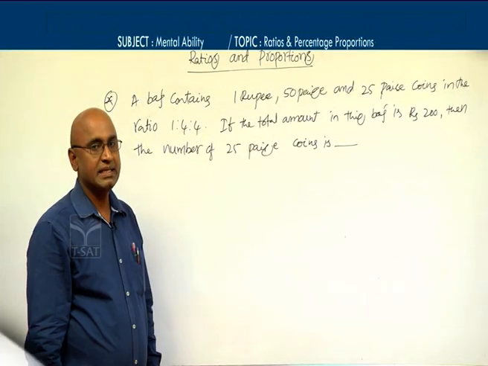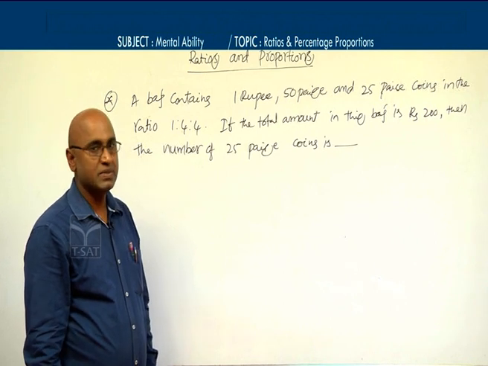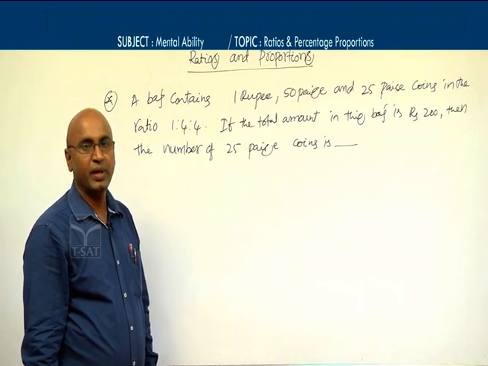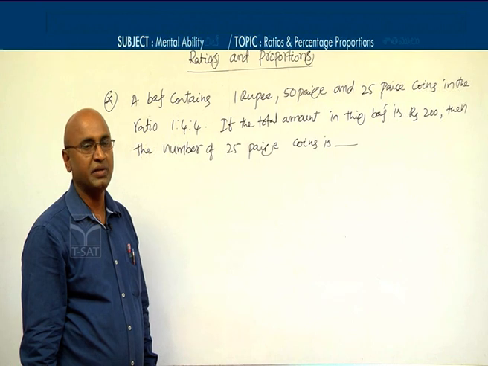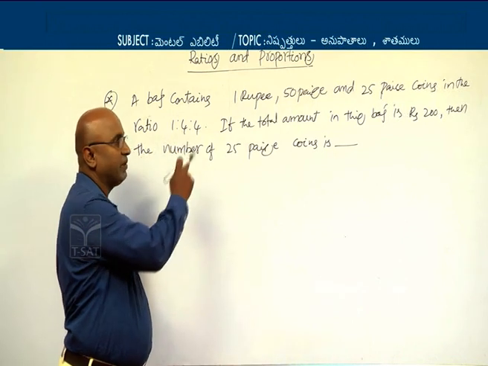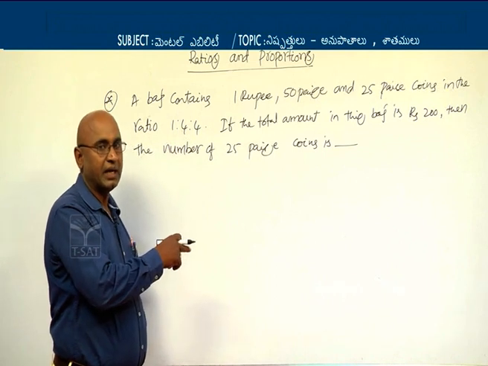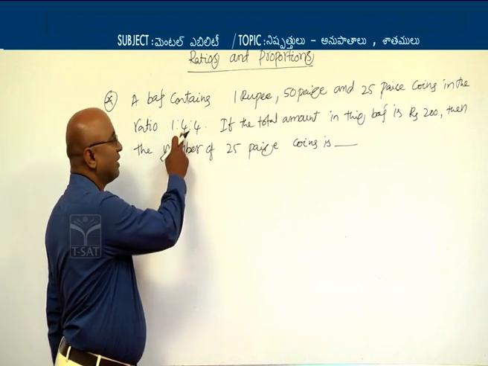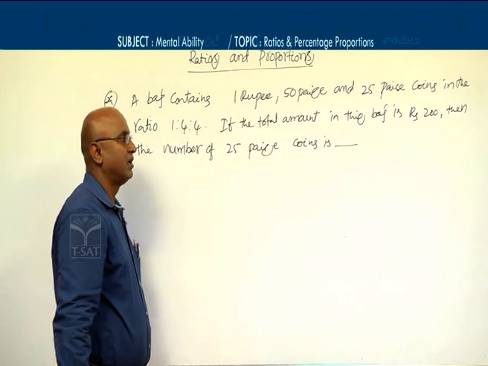A bag contains 3 types of coins, 1 rupee coins, 50 paise coins and 25 paise coins. The ratio of 1 rupee, 50 paise and 25 paise coins is 1:4:4.